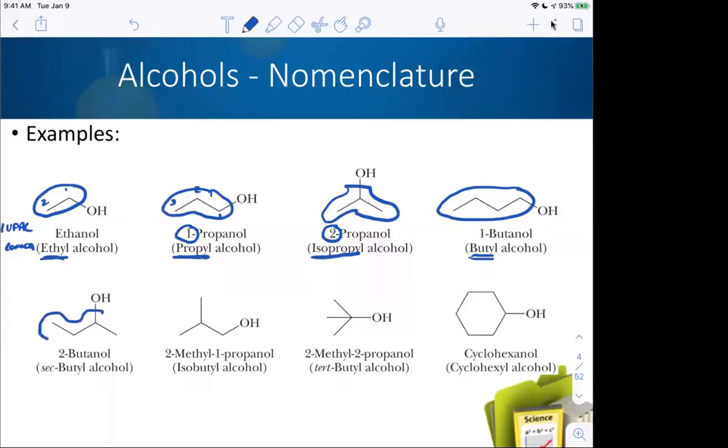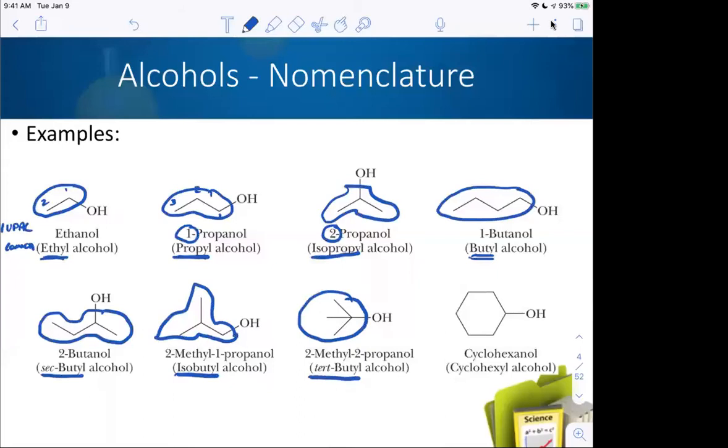Notice this group is sec-butyl alcohol. This group is isobutyl alcohol. This group is tert-butyl alcohol. And then here I have cyclohexyl alcohol. So these common names for the examples in this slide are things that you need to know, because those common names are used extremely often in order to refer to these particular molecules.